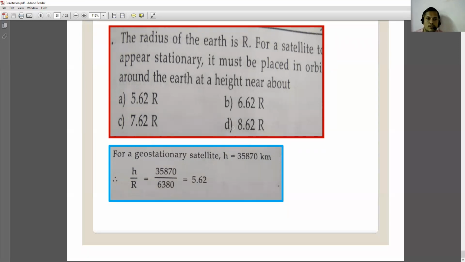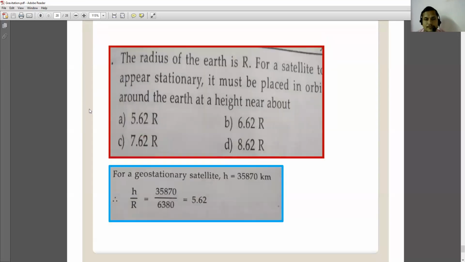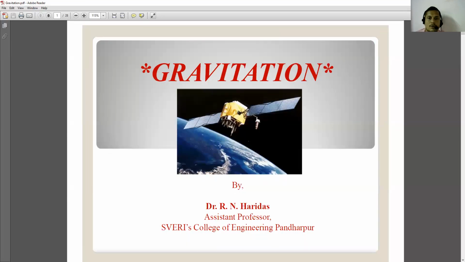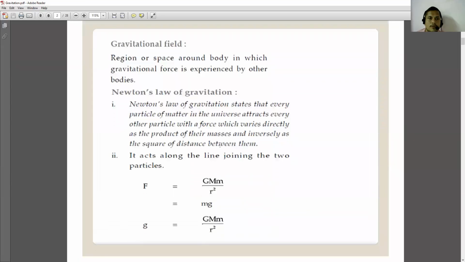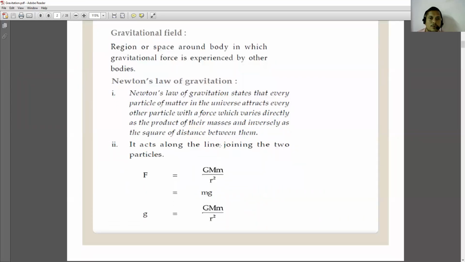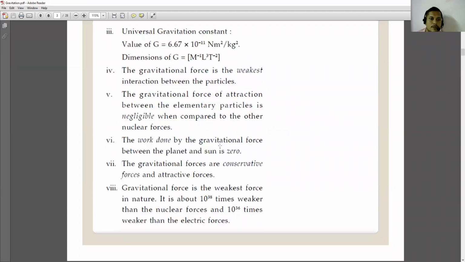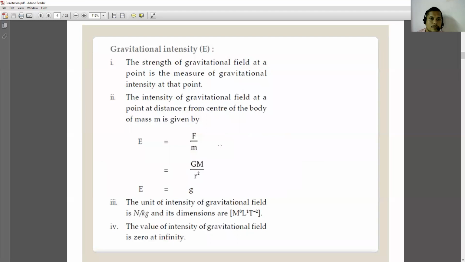So these are some of the MCQs related to this gravitation. So let us conclude this now. So we have started with the gravitational field, then Newton's law of gravitation, in which different conditions we have discussed.